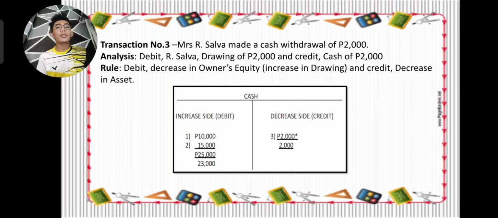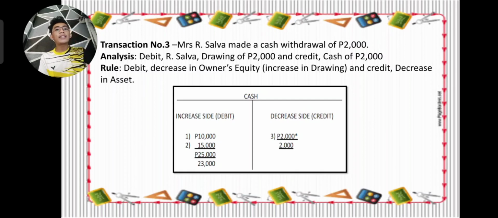Okay, let's proceed to transaction number 3, where Mrs. R. Salva made a cash withdrawal of 2,000. Here is the analysis: debit R. Salva drawing of 2,000 and credit cash of 2,000. Here is the rule of debit and credit: debit, decrease in owner's equity, increase in drawing, and credit, decrease in asset.